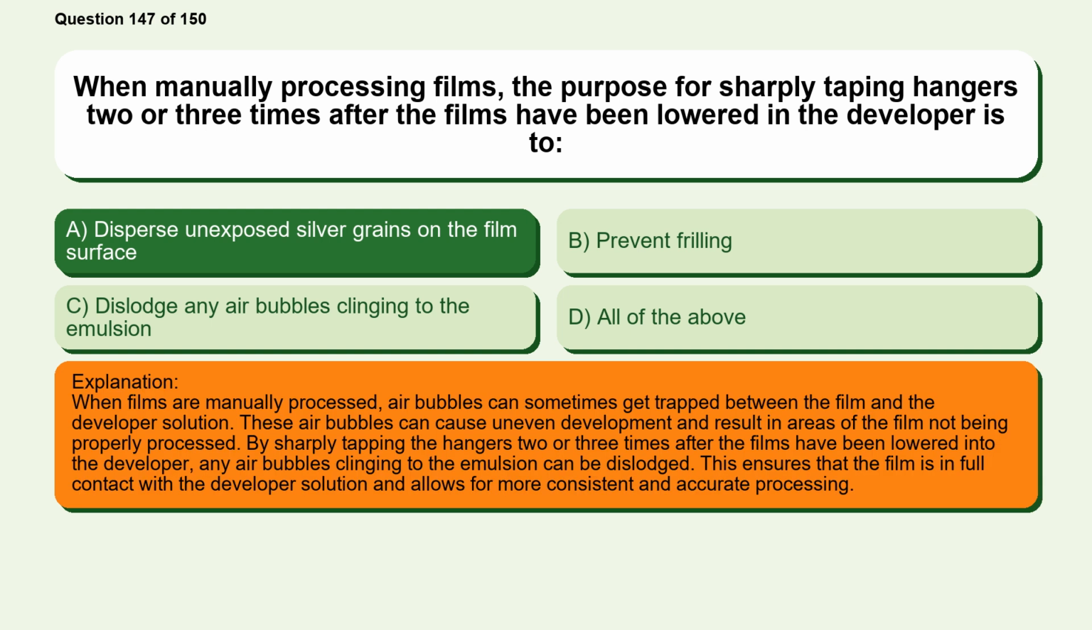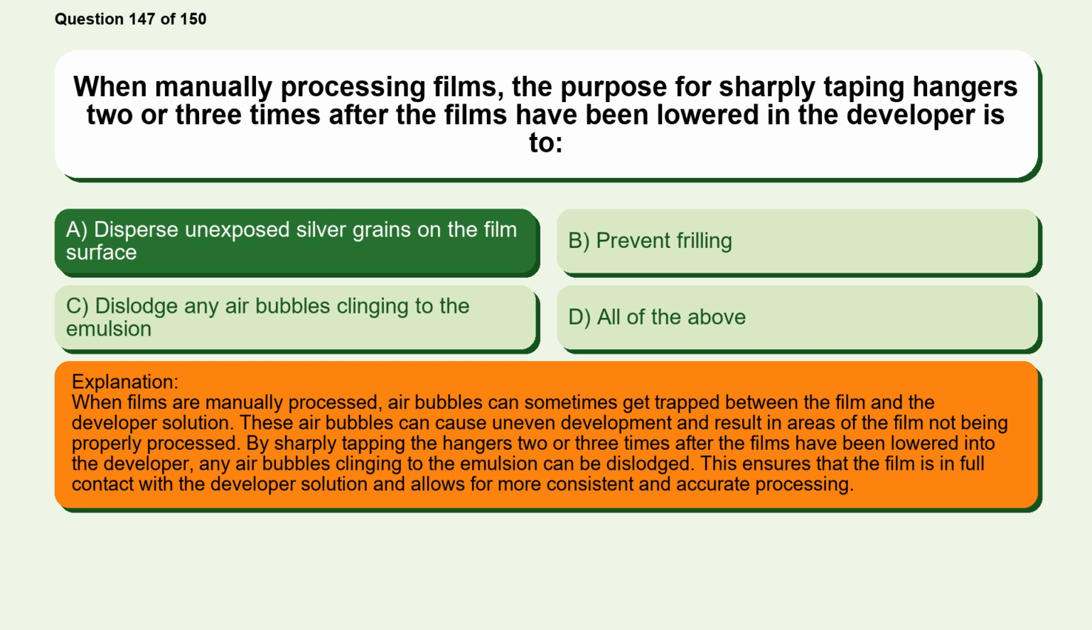When films are manually processed, air bubbles can sometimes get trapped between the film and the developer solution. These air bubbles can cause uneven development and result in areas of the film not being properly processed. By sharply tapping the hangers 2 or 3 times after the films have been lowered into the developer, any air bubbles clinging to the emulsion can be dislodged. This ensures that the film is in full contact with the developer solution and allows for more consistent and accurate processing.